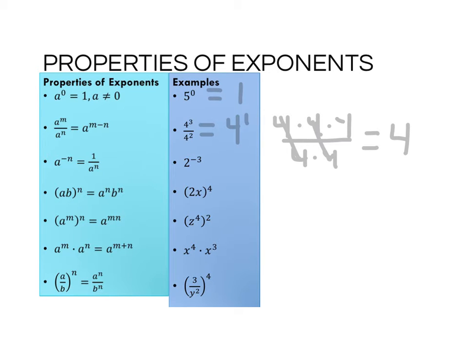If we have a negative exponent, it will become flipped down into the denominator of a fraction. So 2 to the negative 3 becomes 1 over 2 cubed, which is 1 over 8.